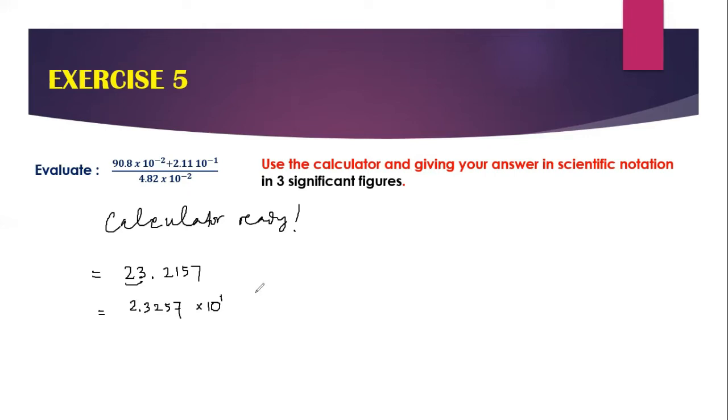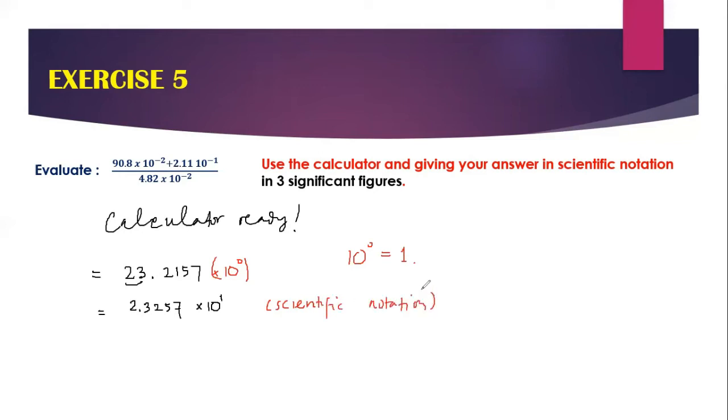Why do we have to write 10 to the power of 1? Because here actually is 10 to the power of 0. Just remember 10 to the power of 0 is 1. So 0 to 1 is increasing, right? So the decimal will move left here. Now we have 2.3257 times 10 to the power of 1. This one is scientific notation, right?